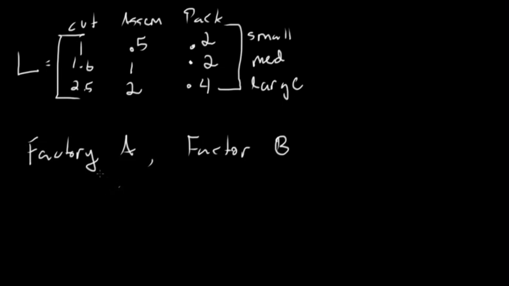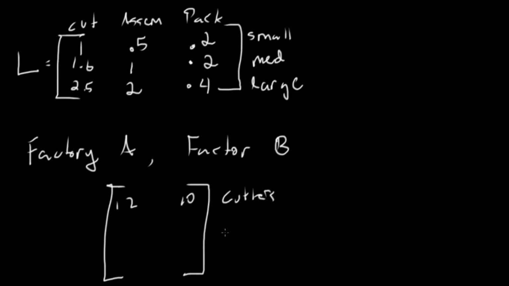All right, so factory A, we're going to use a matrix to describe how much it pays its employees. So it pays its cutters 12, whereas factory B pays its cutters 10. It pays its assemblers, let's go ahead and say 9. Factory B pays 8. And then the packaging 6 and 5. So we have 2 matrices here, and they represent a lot of information.